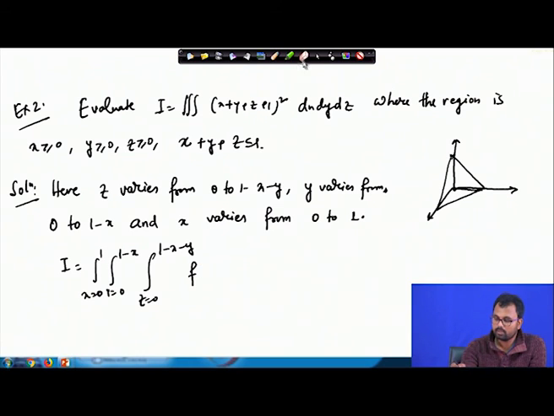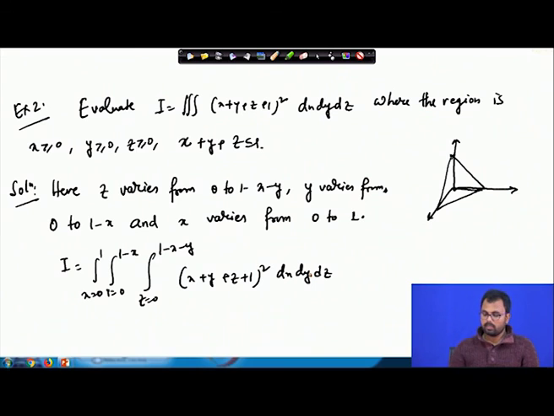The function f(x, y, z) is basically 1 over (x plus y plus z plus 1) whole square, dx dy dz, and now we will integrate this integrand here. This will require some time to perform this integral.